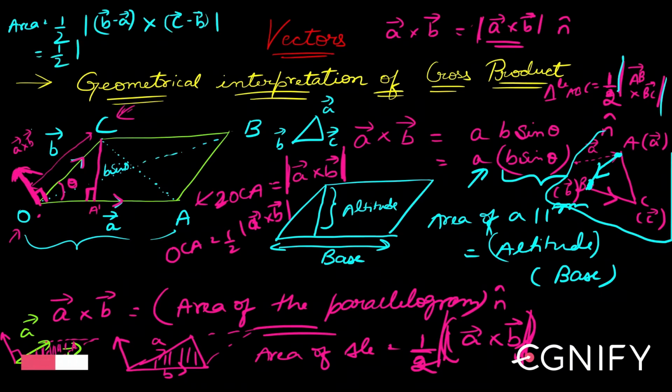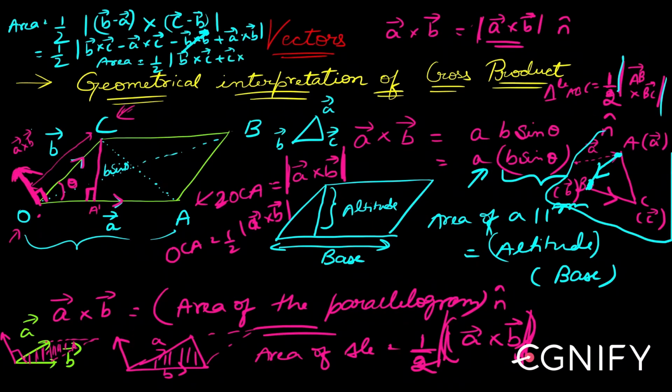Now if you open up this cross product one by one, this is B cross C minus B cross B minus A cross C plus A cross B. This term will become 0 because it's B cross B. So area is half of mod of B cross C plus C cross A plus A cross B. So this is also a useful formula.